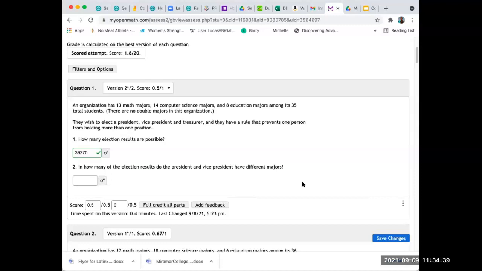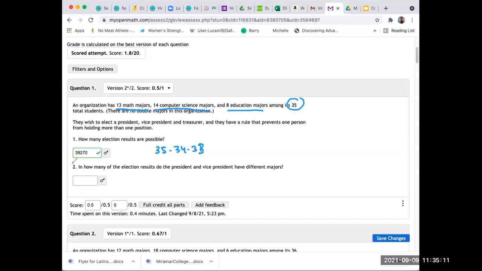Okay, yeah, the first few problems are similar to this one, so that's good. Okay, so you have 13 math majors, 14 computer science majors, 8 education majors, and there's 35 of them in total, right? If you add them up. So you want president, vice president, treasurer. So for the first one, you just do 35 times 34 times 31, right? Is that what you did? 33. Sorry. Yeah. Why did I go down so much? Okay. I did the permutation formula for it.